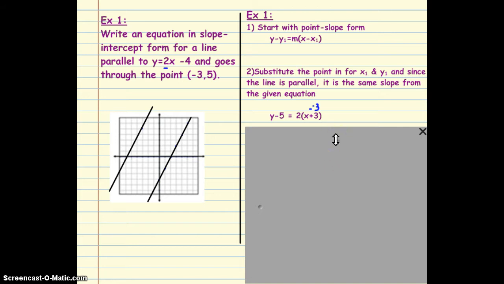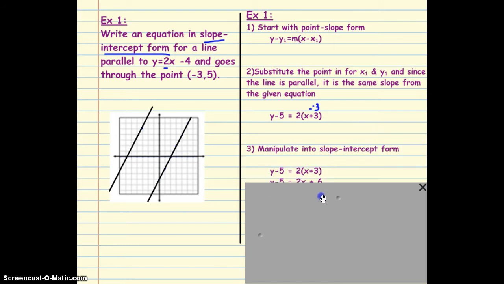Alright, once we have substituted our point and our slope into point-slope form, they want us to write an equation in slope-intercept form. So now we need to manipulate our equation so it's going to be in the form y equals mx plus b. First we need to distribute to get rid of our parentheses. So we're going to do 2 times x to get 2x, and 2 times 3 to get 6. So now we've got y minus 5 equals 2x plus 6.